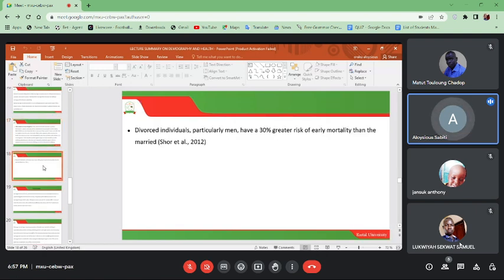So divorced individuals, particularly men, have a 30% greater risk of early mortality than the married. So this is a study. If you read the reference that I have put there, Shaw et al., you will be able to understand that this study saw that men who were previously married, and if they divorced and did not remarry again, the chances that they may die earlier is by 30%. That they have 30% greater risk of dying earlier than when they are married.